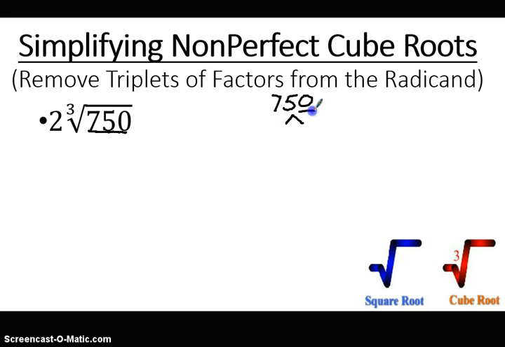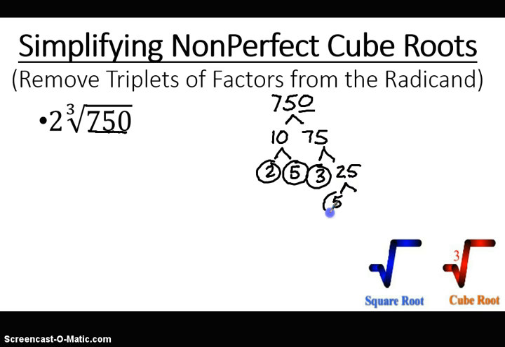We know that anything that ends with a 0 can be divided by 10, so we'll do 10 times 75. 10 is the same as 2, which is prime, times 5, which is prime. 75 is the same as 3, which is prime, times 25. 25 is the same as 5 times 5. So our prime factorization is 2 times 3 times 5 times 5 times 5.